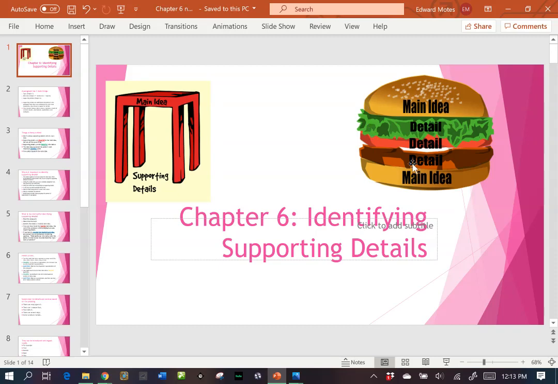Over on the right is a hamburger. This I always give my students in my English class when they're having to write essays. And so if you think about a paragraph, all the detail, all the good stuff inside that hamburger, that is where our supporting details are. Okay. So if you think of it like that, that might give you an idea of where to find our supporting details and what they do.